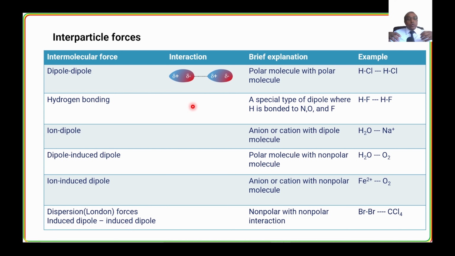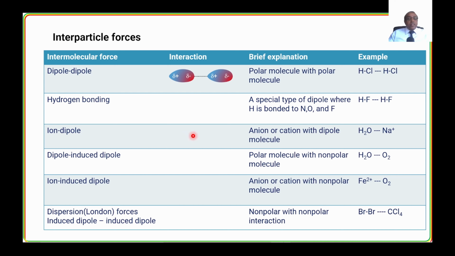There is also hydrogen bonding. This is a special type of dipole-dipole interaction. Hydrogen bonding is observed when hydrogen is bonded with nitrogen, oxygen, and fluorine. If you see hydrogen bonded to nitrogen, oxygen, and fluorine, you would expect hydrogen bonding. Hydrogen bonding is the strongest type of dipole-dipole attraction.